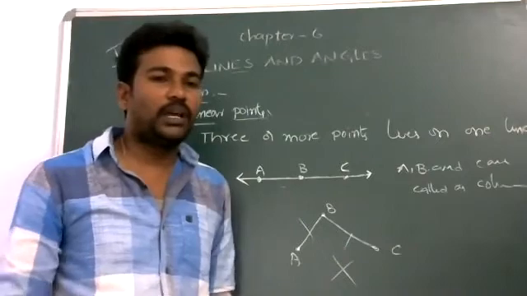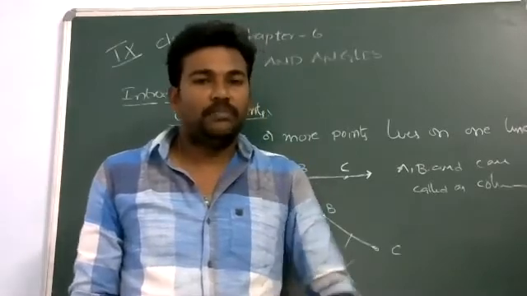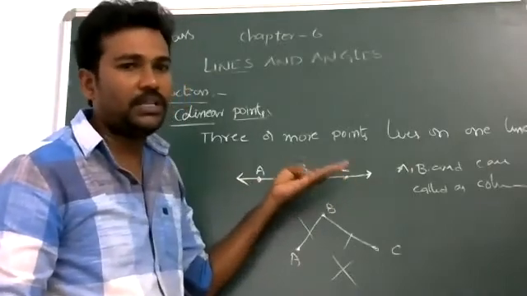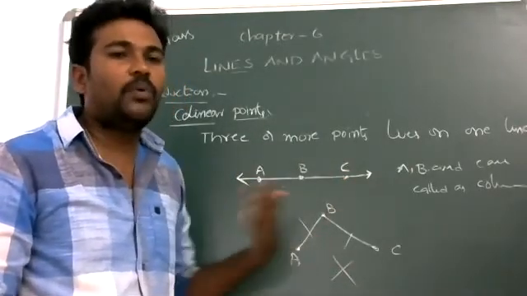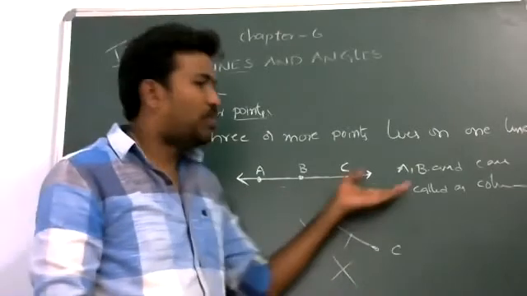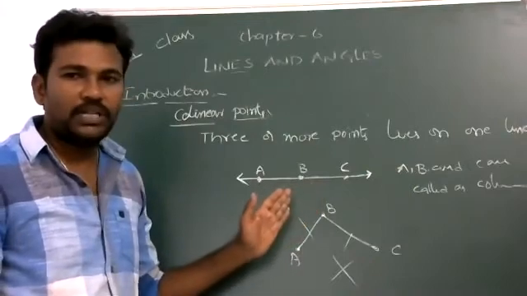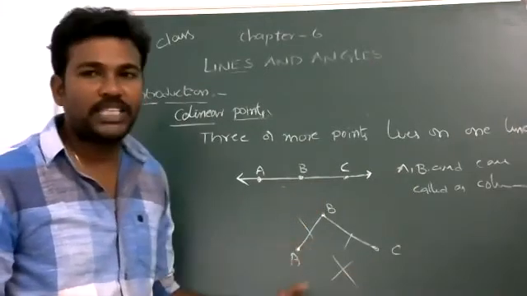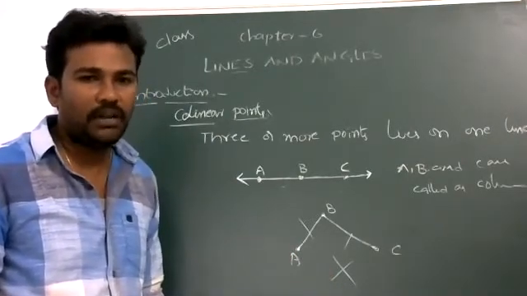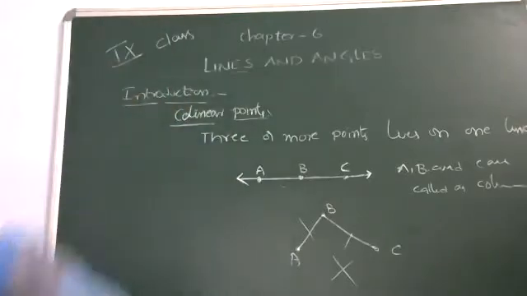Now once again I am going to recall what is meant by collinear points. 3 or more than 3 points lie on the same line segment. I'm representing here only 3 points. You can take more than 3, no problem. 3 or more than 3 points lie on the same line segment or same line, whatever it may be. So these points are called collinear points. If 3 or more points do not lie on the same line segment, then those points are called non-collinear points. Is it clear? Collinear and non-collinear? Okay, very nice.